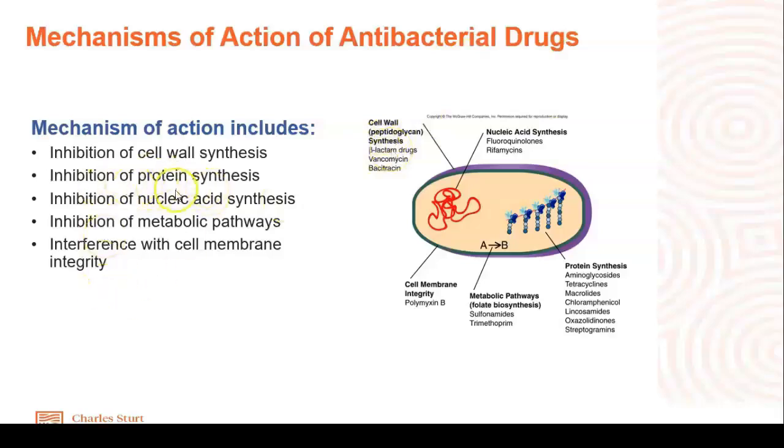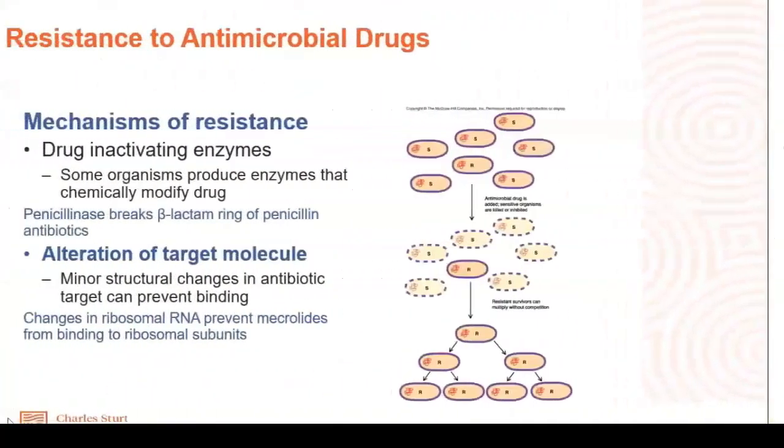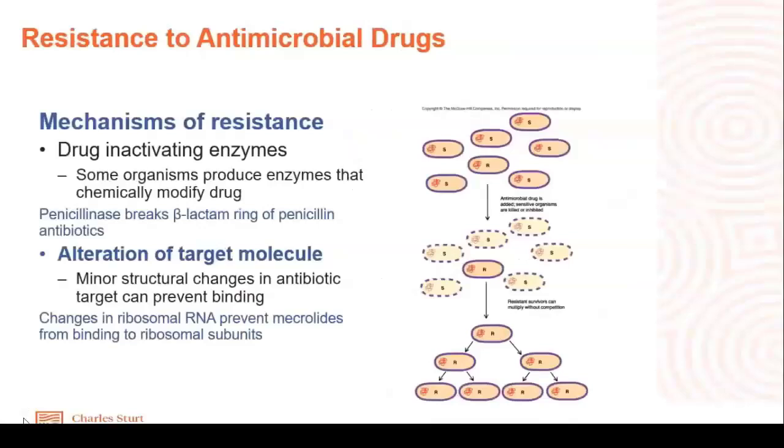We also have other classes that inhibit protein synthesis. You can see lots of those there. Again, you don't need to remember those, but maybe some of you have had to take a macrolide at some stage or a tetracycline for an infection. Inhibition of nucleic acid synthesis as well. Inhibition of metabolic pathways is another way they work, and interference with cell membrane integrity is also a mechanism of action.